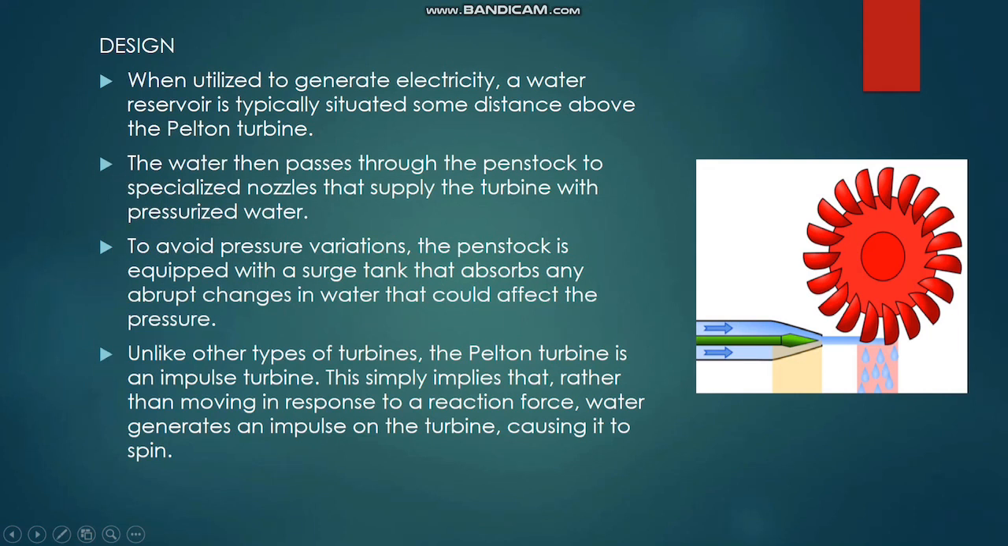To avoid pressure variation, the penstock is equipped with a surge tank that absorbs any abrupt change in water that could affect the pressure. Lastly, unlike other types of turbine, the Pelton turbine is an impulse turbine. This simply implies that rather than moving in response to a reaction force, water generates an impulse on the turbine, causing it to spin.